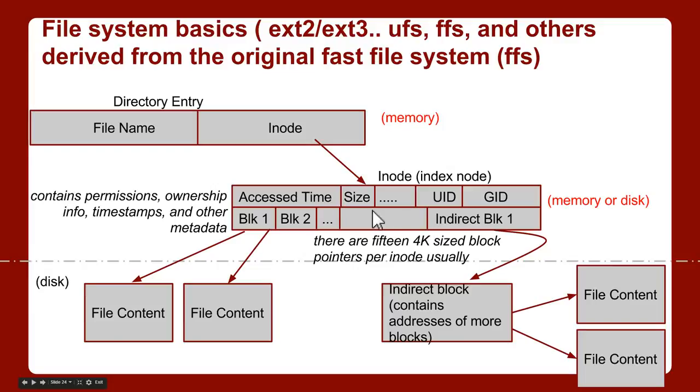But there are only 15 4K size blocks in each inode, so an indirect block points to basically another set of addresses that describe even more file content, and these can point to more indirect blocks, and it basically forms a linked list.